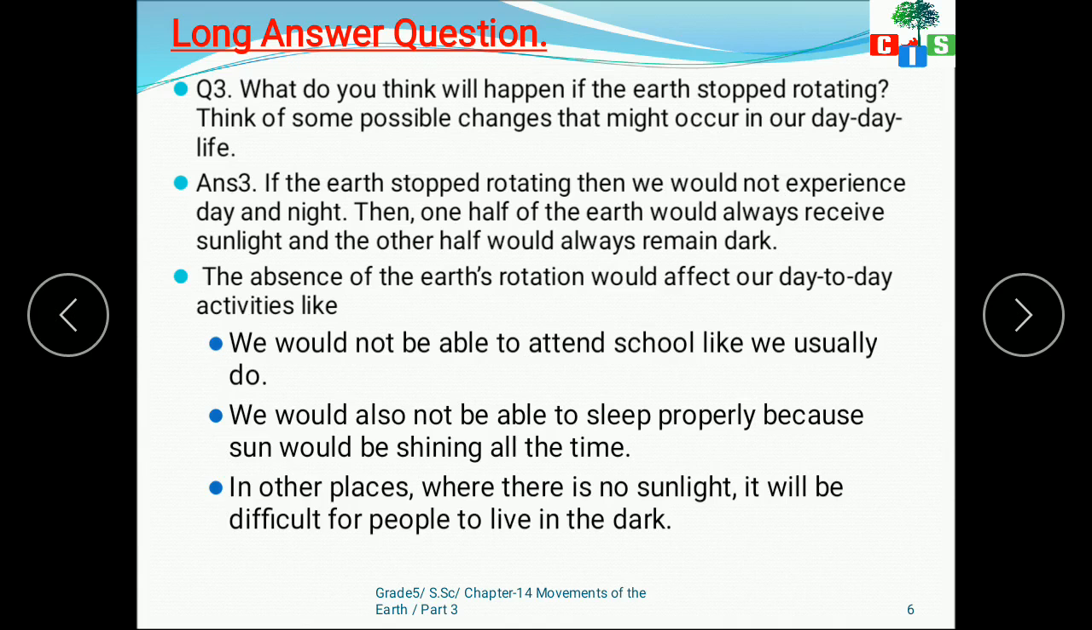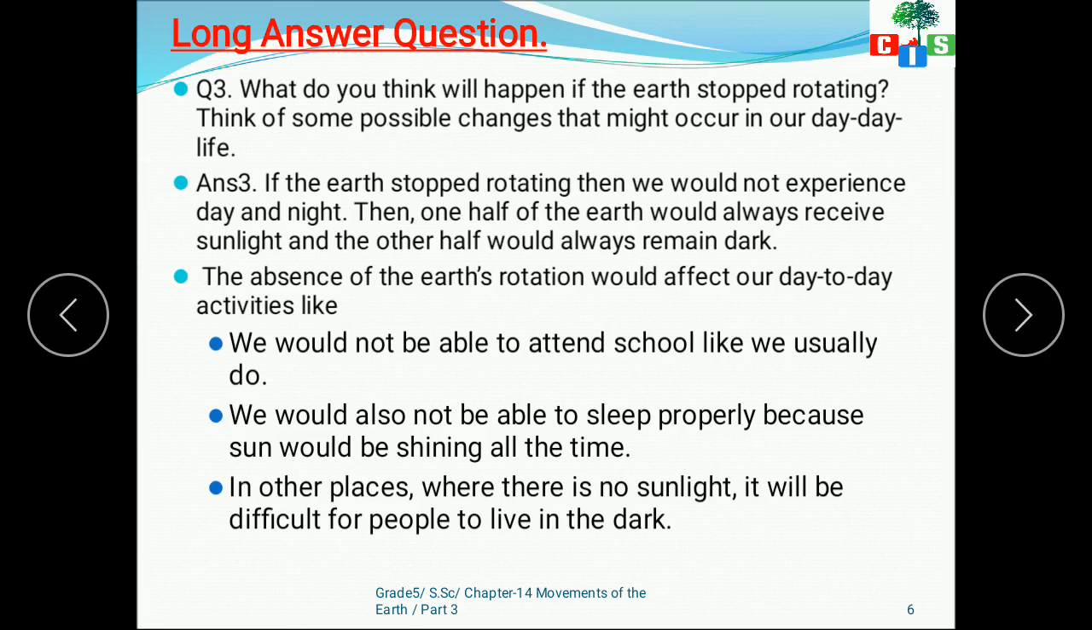The absence of the earth's rotation would affect our day-to-day activities. What type of activities would be affected? First, we would not be able to attend school like we usually do. That is the main problem. Second, we would not be able to sleep properly, because the sun would always be shining. Third, in the places where there is no sunlight, it would be difficult for people to live in the dark. These are some of the problems we may face. So I think through that you will get the long answer.